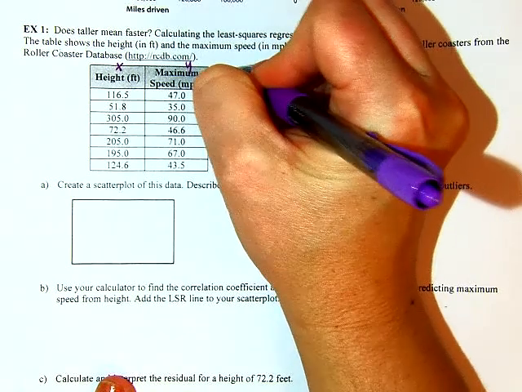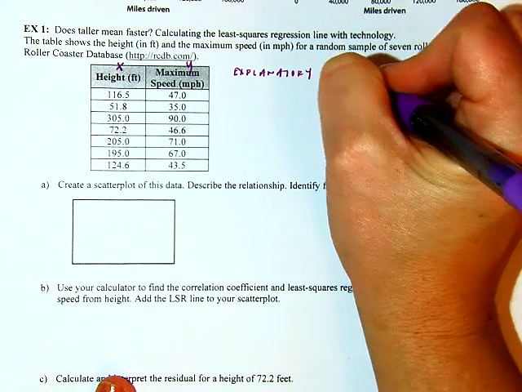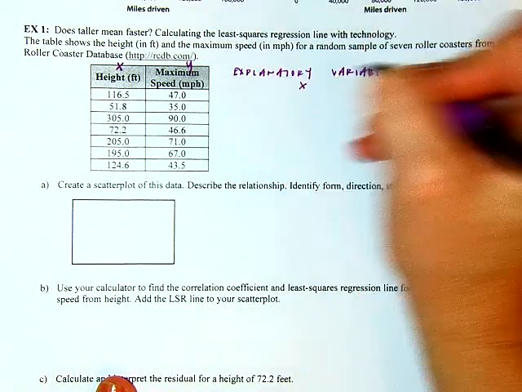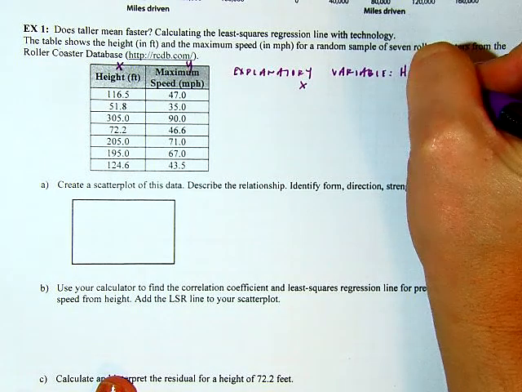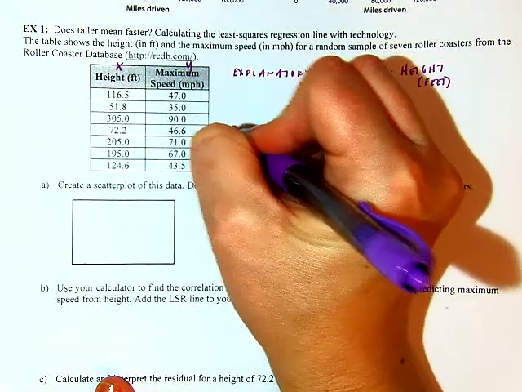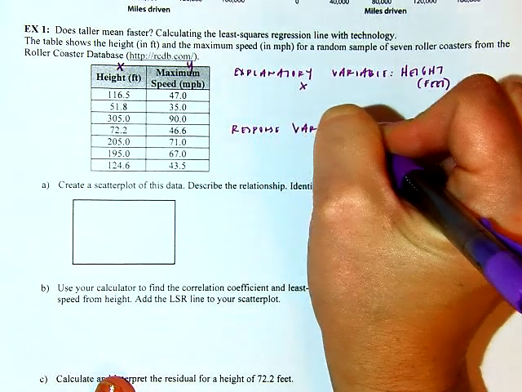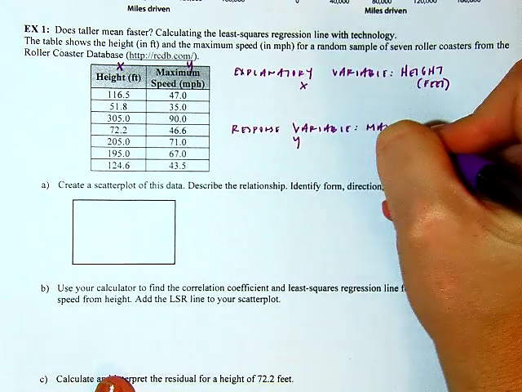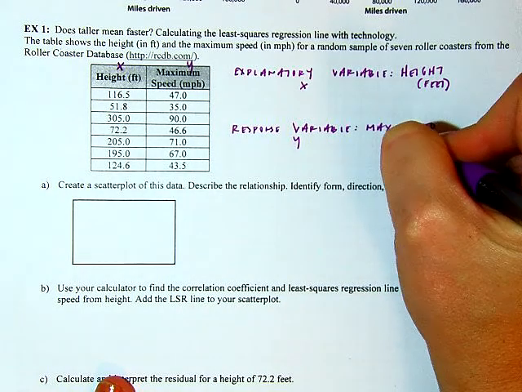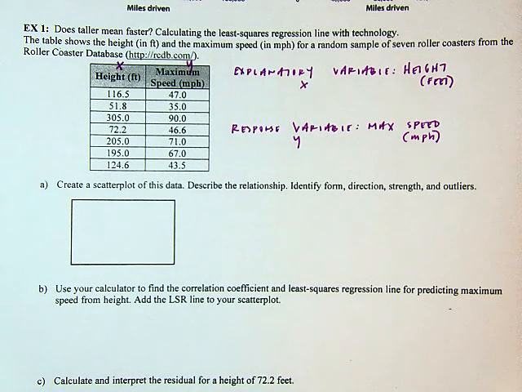So let me just write that out. Explanatory variable, x. In this context, we're looking at height in feet, and we want to know, does it influence the response variable? That's our y, and in this context, that's maximum speed in miles per hour. Okay. So we want to make a scatter plot of this data and then describe the relationship. Do we see an association? If we do, let's identify the form, direction, strength, and any outliers.